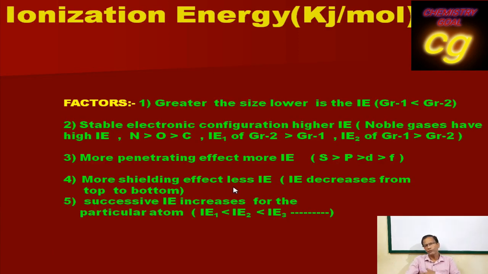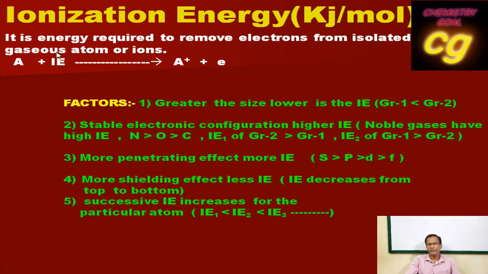So an important periodic property is ionization energy. Ionization energy is expressed in the unit kilojoule per mole. What is ionization energy? It is the energy required to remove electrons from an isolated gaseous atom or ion. That means how much energy is utilized to remove an electron from the outermost shell. As the electron is tightly bonded by the nucleus, it requires some amount of energy to remove the electron. That energy is called ionization energy.